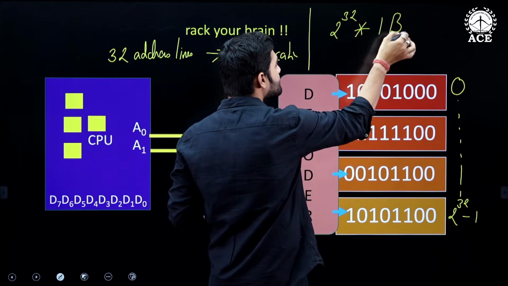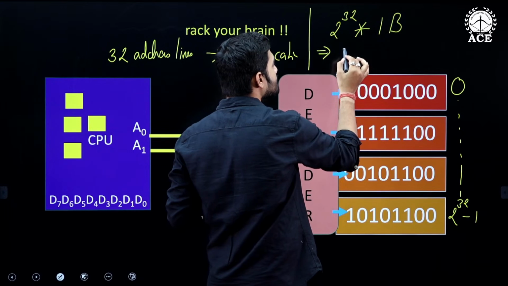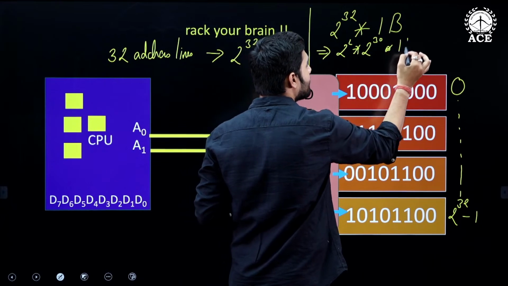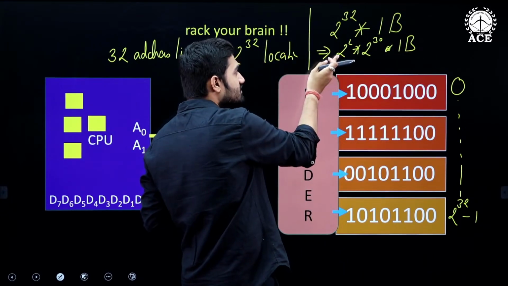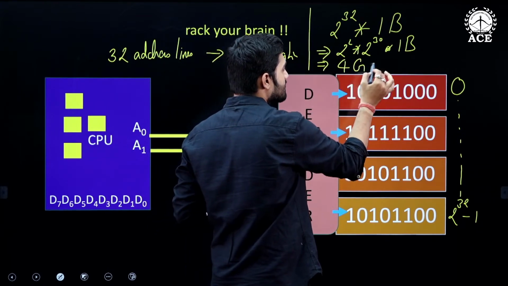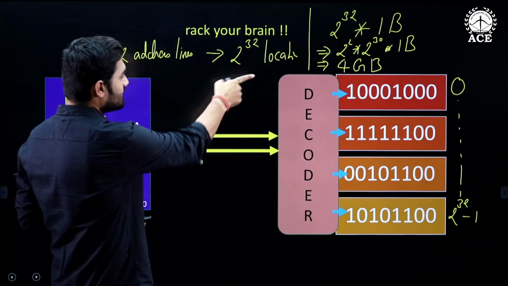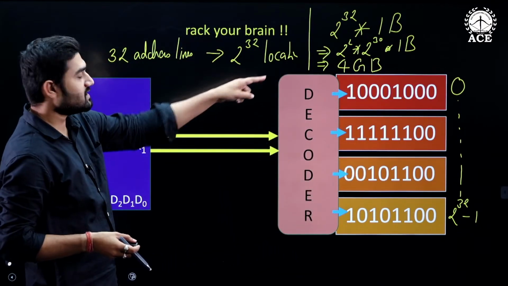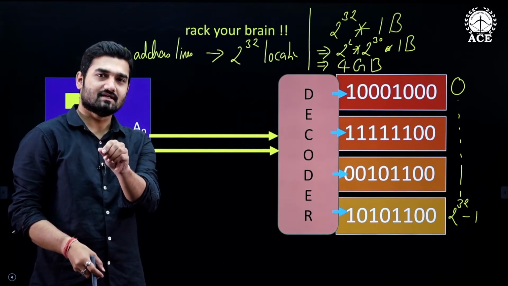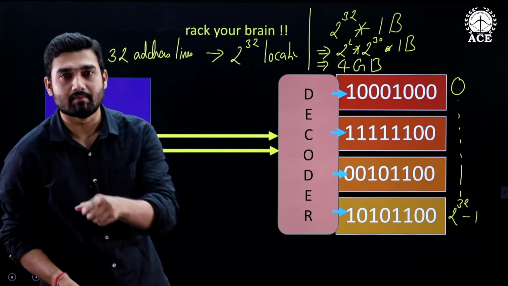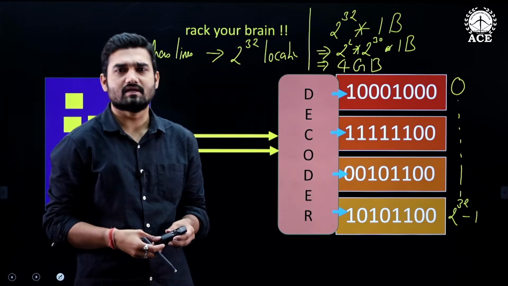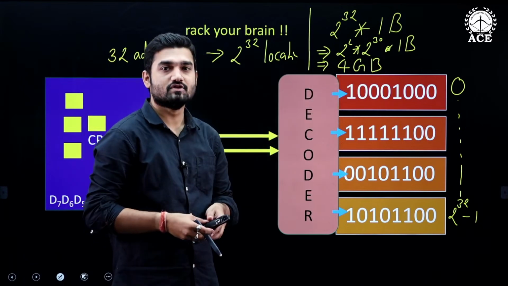Can I say 2 power 32 into 1 byte is what? 2 power 32 is nothing but 2 power 2 into 2 power 30 into 1 byte. What is this? This is 4G. That means it is 4GB. Oh, that is interesting. We got it, 4GB. That means the moment you are saying, sir, my laptop is a 32-bit laptop, it is supporting 4GB RAM.